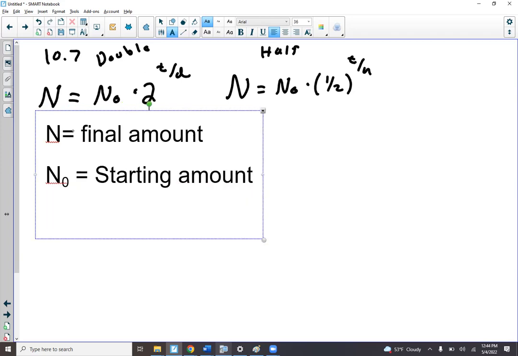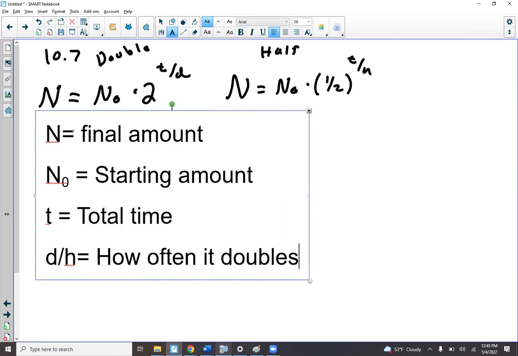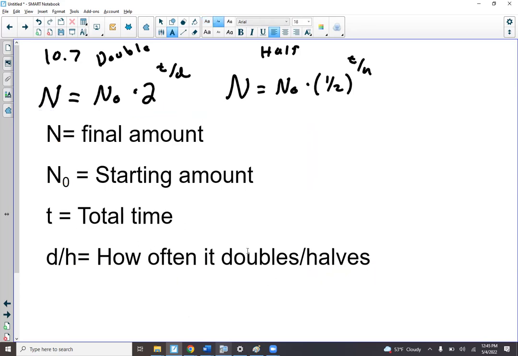Initial, yeah, like initial velocity. T is the time period, so the total time, I should say. And then D slash H, both of these apply: how often it doubles or halves. So D is for the doubling time, H is for the half-life.